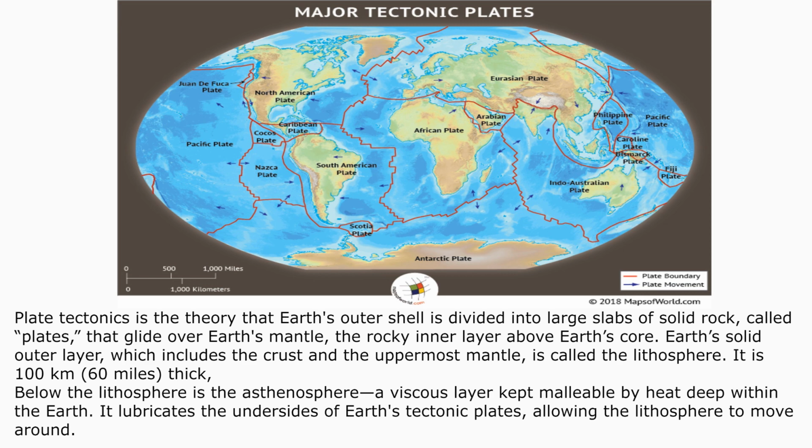Earth's solid outer layer, which includes the crust and the uppermost mantle, is called the lithosphere and it is 100 km thick. Below the lithosphere is the asthenosphere, a viscous layer kept malleable by heat deep within the earth. It lubricates the undersides of Earth's tectonic plates, allowing the lithosphere to move around.